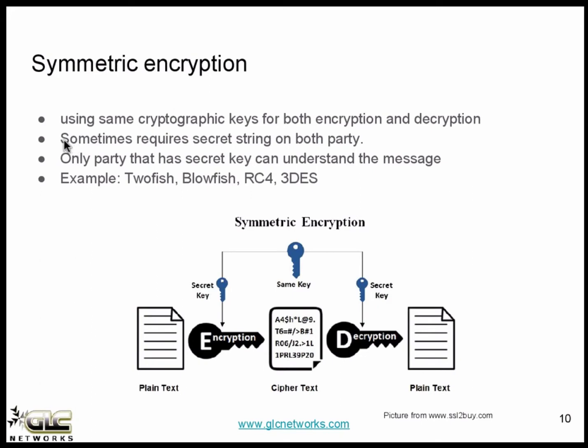Symmetric encryption requires a secret string on both parties. In order to increase security, both parties share a secret, so both must know the same secret string. Only a party that has the secret key can understand the message. Otherwise, you just see the ciphertext. Examples of symmetric algorithms are Twofish, Blowfish, RC4, and Triple DES. Those are examples of symmetric encryption.